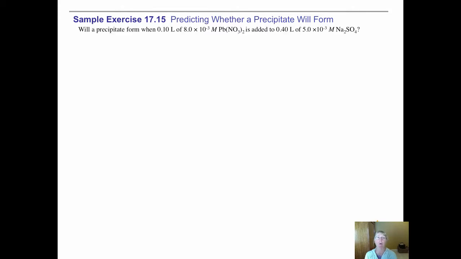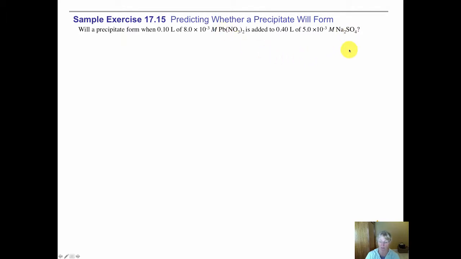They're going to take 0.1 liters of 8 times 10 to the minus 3 molar lead nitrate and add it to 0.4 liters of 5.0 times 10 to the minus 3 molar sodium sulfate. Now first you're going, wait, I don't get this. Here's what we're asking about. What would the precipitate be that could potentially form? You know to ignore nitrates and sodiums. So the only potential precipitate would be lead sulfate.